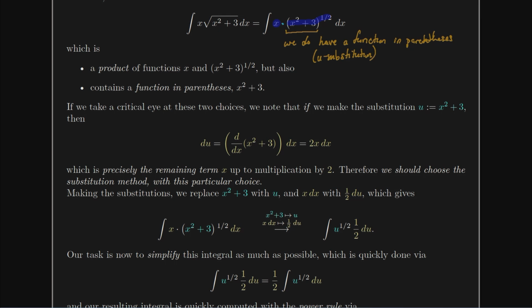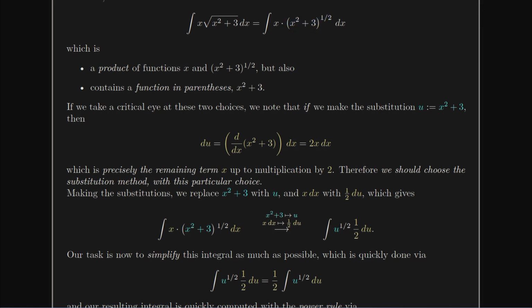We also happen to see that we have a function in parentheses. Moreover, if I go ahead and think really quick, call this function in parentheses g, x squared plus 3, what is its derivative? Which I'm looking for inside of my problem, well, that would just be 2x. Now, 2x is not what I have out front here. I just have a single x, but that's pretty darn close to 2x. So U substitution does feel like a better choice here.